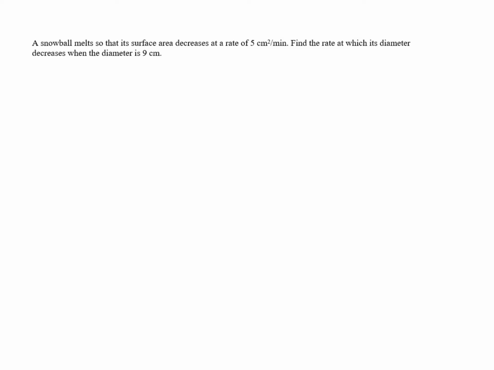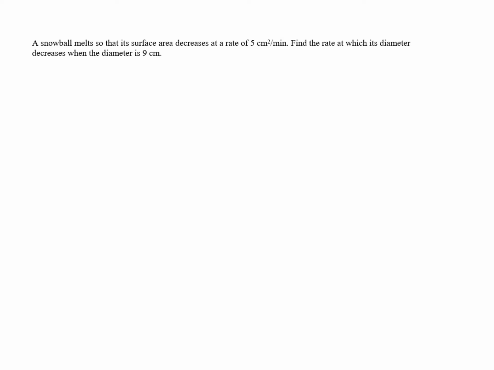A snowball melts so that its surface area decreases at a rate of 5 square centimeters per minute. Find the rate at which its diameter decreases when the diameter is 9 centimeters.